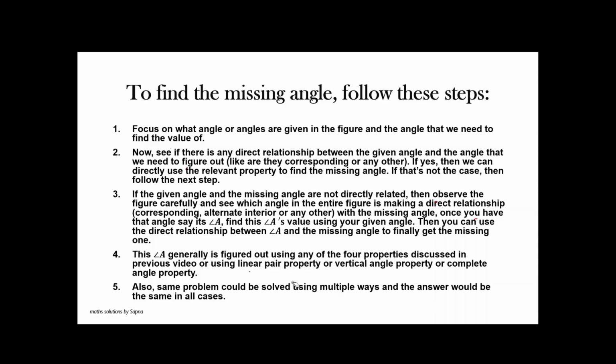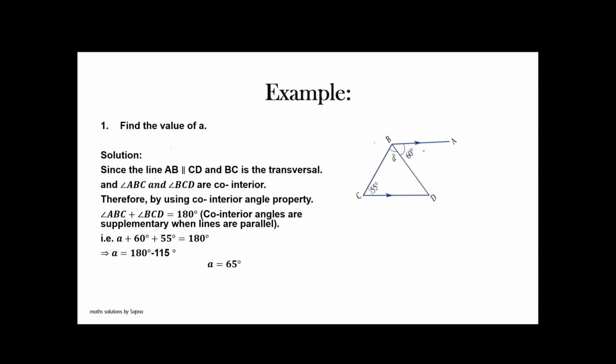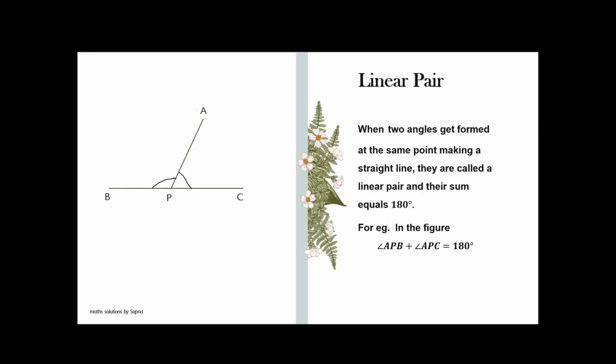Also keep one thing in mind, that the same problem could be solved using multiple ways, but the answer would be the same in all cases. So we can try doing the questions using different ways. Always and always the answer would remain the same. It's just that there are multiple ways, but we should try to solve using the simplest way, right? So let's focus on these properties. What are the linear pair, vertical angle and complete angle properties? Then we will try some more complex questions, right? So what is a linear pair?